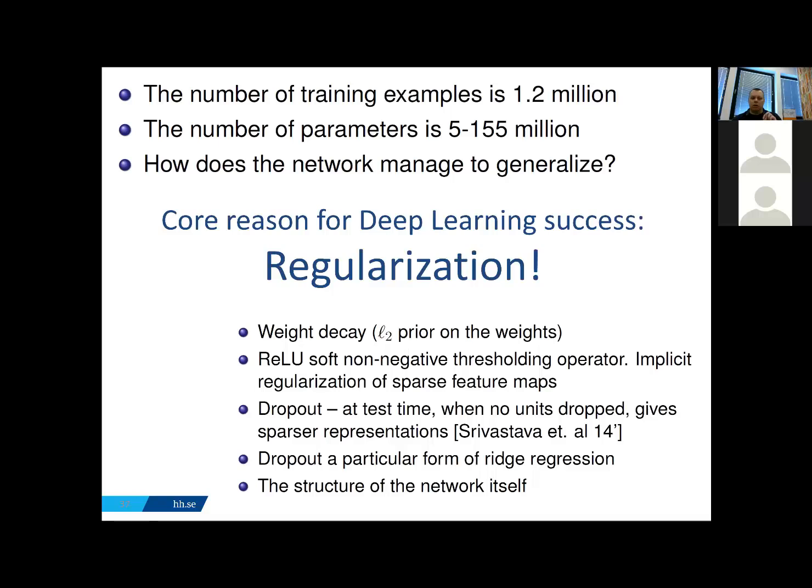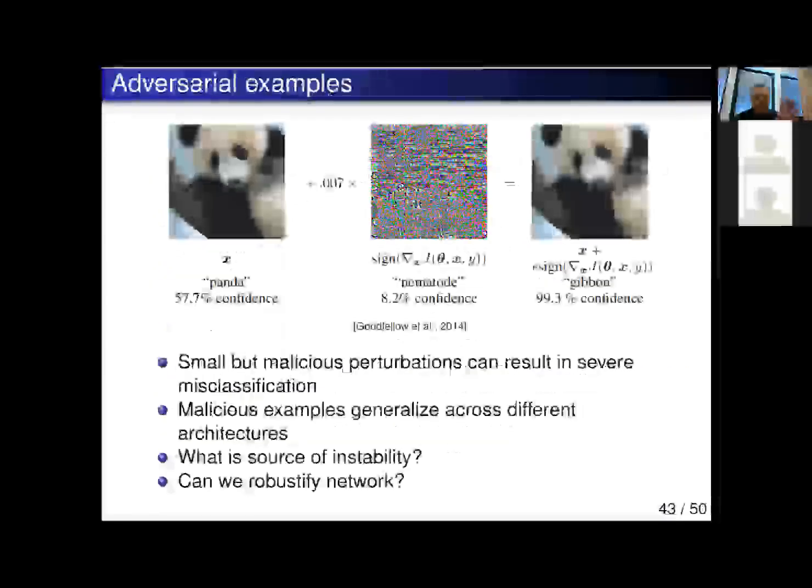So the main idea behind deep learning is to actually build this kind of architecture, but then limit the number of active parameters as much as possible. And I will not go into details, but there is a lot of work on doing that.